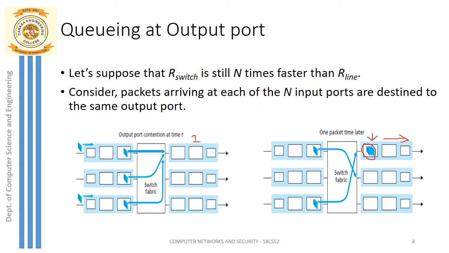And since there are two more packets at the first input port and the last input port, those packets will be inside the queue of the input port. That is why we can say that queuing needs to happen at the output port as well as the input port, whenever there is a difference between the speed of the switching fabric and the input port as well as the output port.